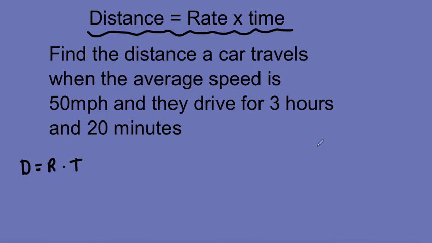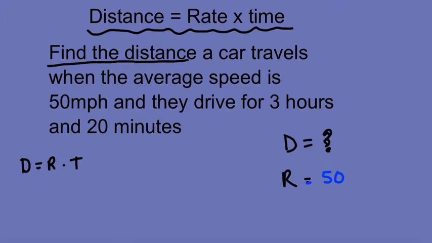All right, so we want to think about what we have and what we don't have, what we're looking for. Well, it says find the distance. So that's the question. So I'm trying to find D. That is what I call the unknown, right? So I'm going to put a question mark. My rate, remember we think of rate as a speed or a velocity, and that is 50 miles per hour. So it's 50, our rate.